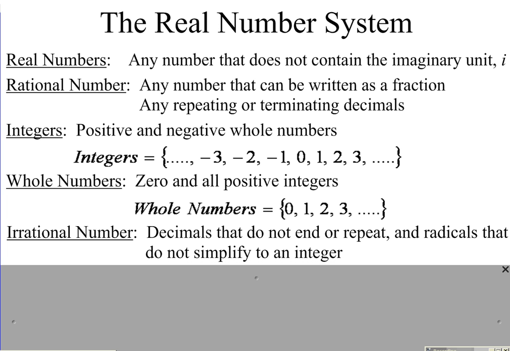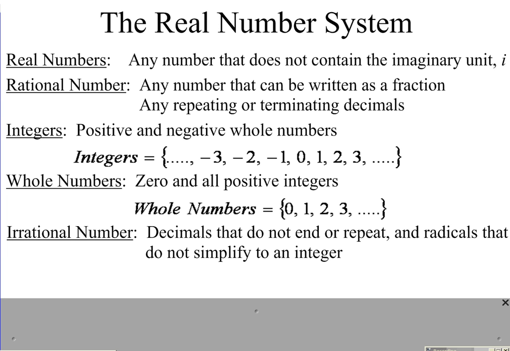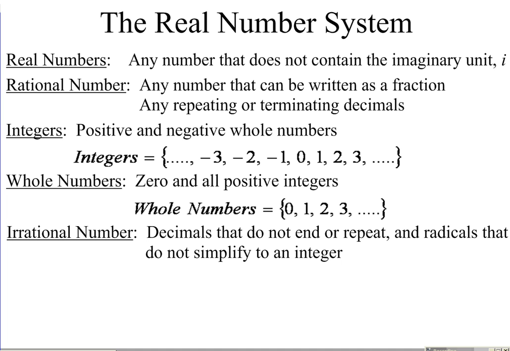Irrational numbers are decimals that do not end or repeat, or any radicals that do not simplify to an integer value. The second part, any radical that does not simplify to an integer, basically means that anytime you have simplified any radical, if there's still a radical left in your solution, then it has to be an irrational number. In other words, if you had the square root of 9, the square root of 9 we know is just equal to 3. Therefore, the square root of 9 is a rational number.